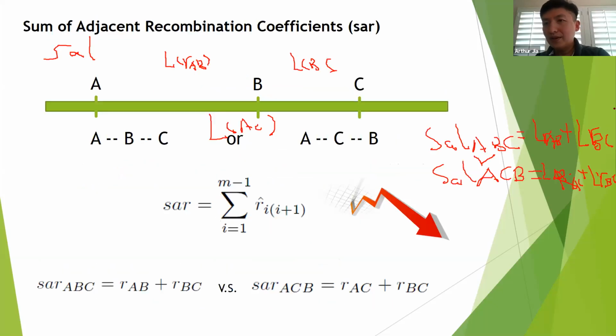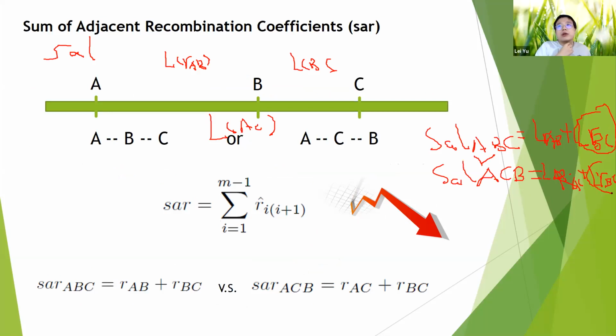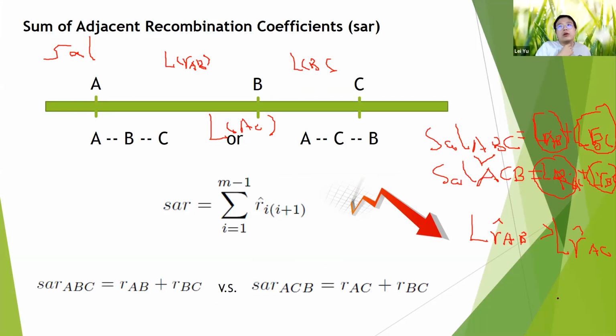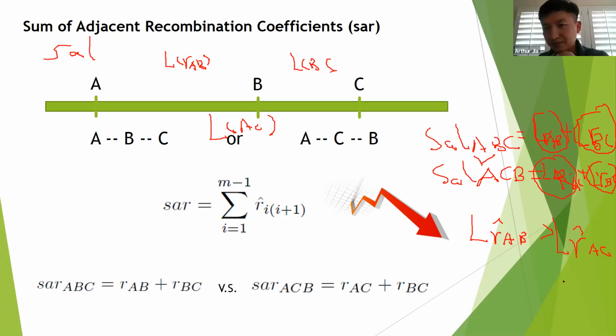Okay, so for this too, same. This one should be okay, right? Should be the same. But for this one and this one, we want to calculate whether the likelihood of R-hat AB estimate is greater than the likelihood of R-hat AC. Yes, smaller than LRAC.